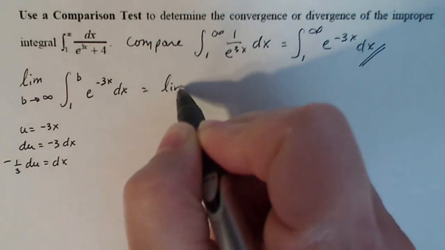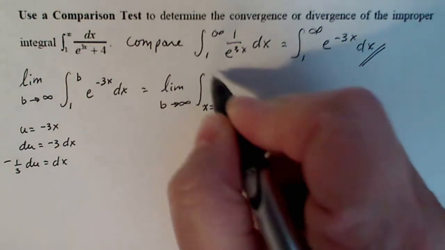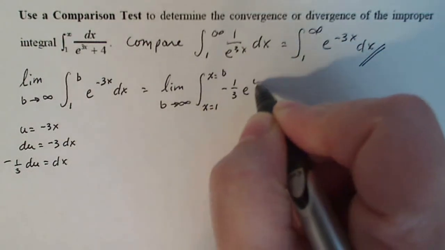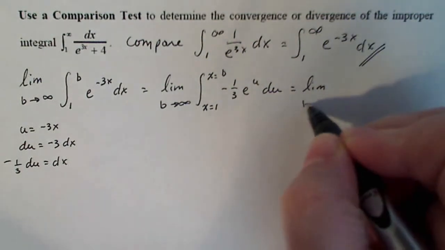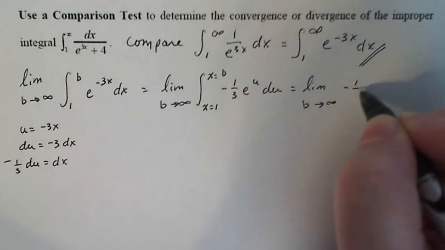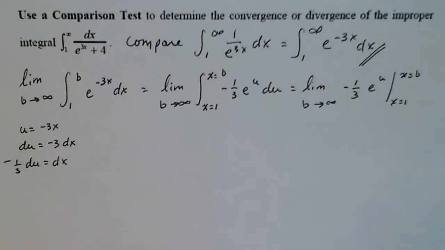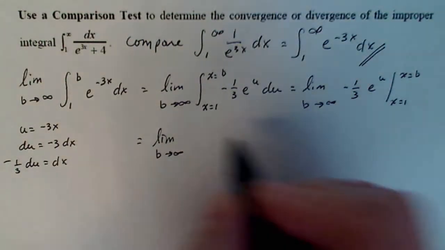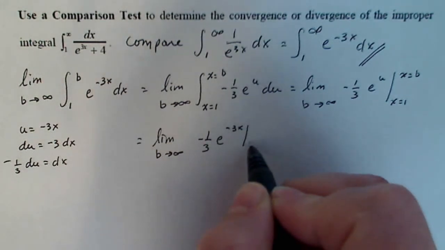So that tells me that my limit as b goes to infinity, now I'm converting to u, but these limits are still in x, x equals 1 to x equals b, of minus 1/3 e to the u du. Integrating that, this is the limit as b goes to infinity of minus 1/3 e to the u from x equals 1 to x equals b. Substituting the variables for x back in, I have the limit as b goes to infinity of minus 1/3 e to the minus 3x, from 1 to b.